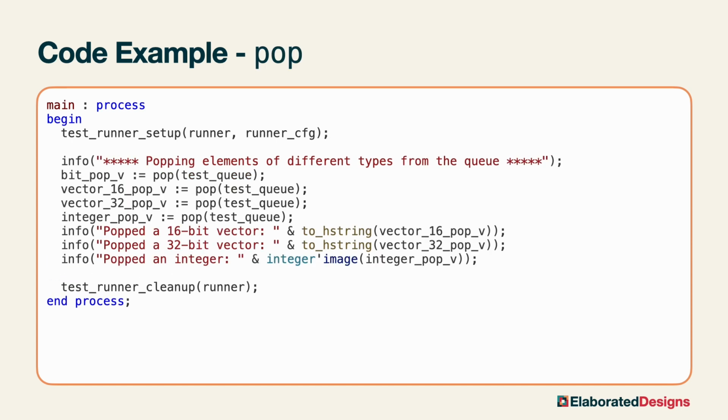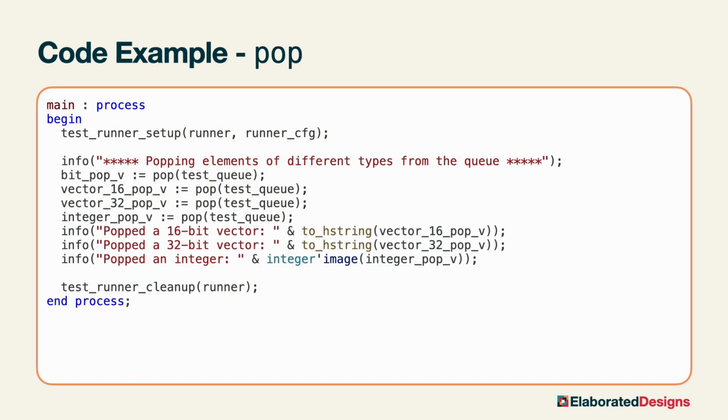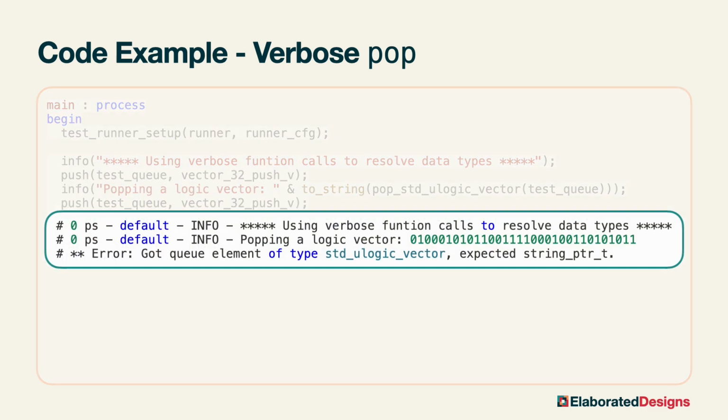The pop function removes the oldest element in the queue and returns it so that we can use it in our logic. The VUnit API also includes verbose versions of the push and pop functions, which we can use to make the type of the argument or return type explicit. Uncommenting the last line of this code produces an error because the returned type cannot be resolved correctly.